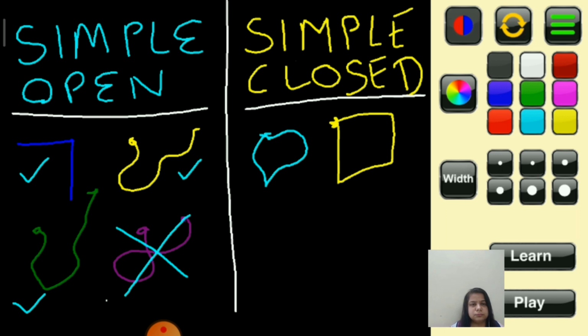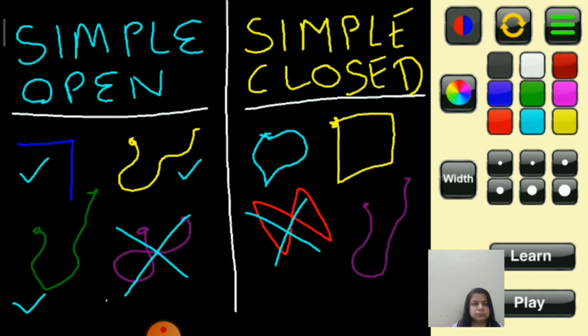If I draw a curve like this, this is not a simple curve. So this is not a simple closed curve because it is crossing itself. If I draw like this, what about this? This is a simple curve, but it is not closed. So this is not a simple closed curve.